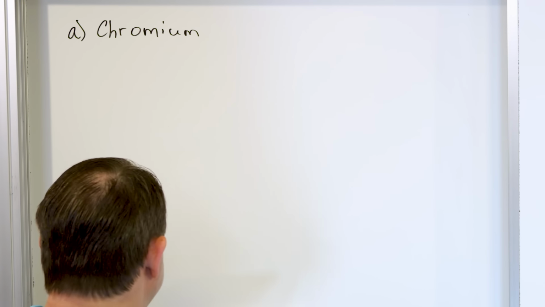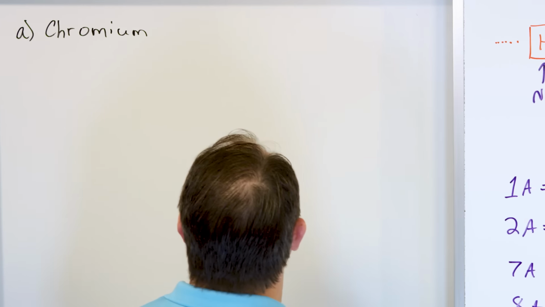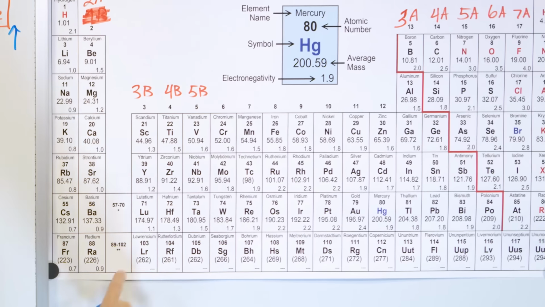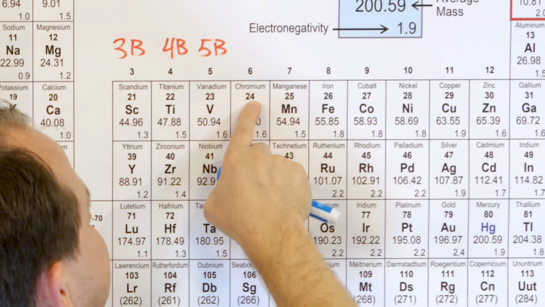Right, so we want to write down the symbol for the element. We want to write down its atomic number, and we want to also classify it as a metal or a non-metal. So just getting practice with the periodic table. So chromium's right here. It says chromium, and Cr is the symbol, and 24 is the atomic number.